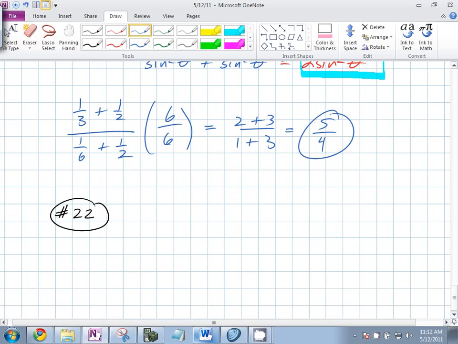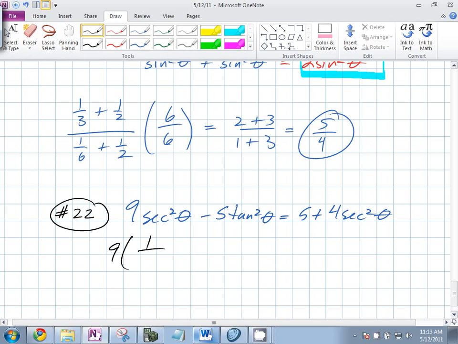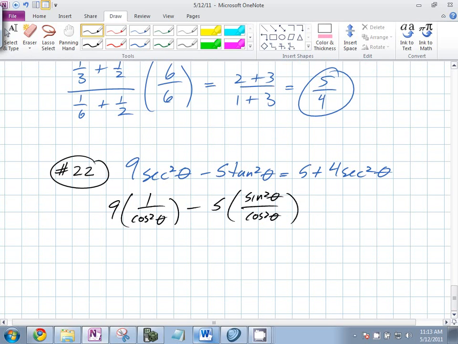Okay, 9 secant squared theta, 5 tan squared theta, 5 plus 4 secant squared theta. How should we attack this? Turn everything in terms of sine and cosine. Yeah, I like doing that. It makes me feel better. So you get 9 times 1 over, minus 5 times. Nice.